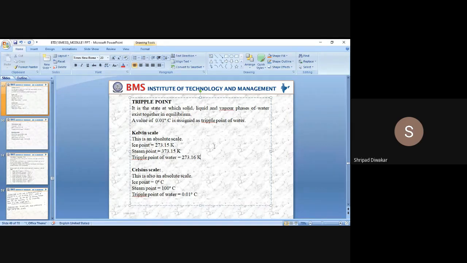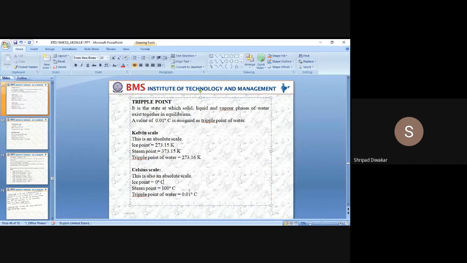First one is ice point 273.15. Second one is steam point, that is 373.15. And third one, the triple point of water, is 273.16. Next, Celsius scale. So these are the three standard points you should remember: ice point, steam point, and triple point. Already we came across the Celsius scale. Ice point is 0 degrees Celsius, steam point is 100 degrees Celsius, and triple point is 0.01 degrees Celsius. This is a standard, already we know.